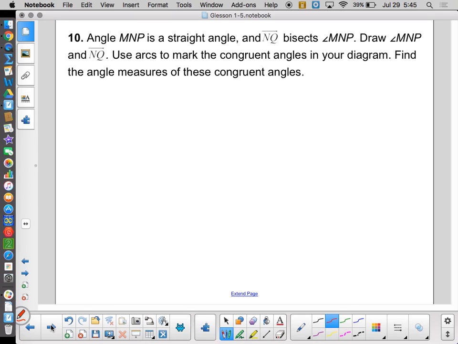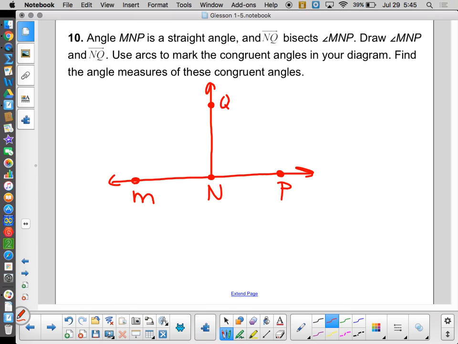Here's another example. Angle MNP is a straight angle, and NQ bisects angle MNP. Draw them, then use arcs to mark congruent angles in your diagram. Find the angle measures of these congruent angles. All right, so let's start out. Let's draw the picture. Angle MNP is a straight angle. Well, that's easy to draw. Vertex is at N, and M and P. There's MNP as a straight angle. And Q bisects it. Well, bisects means splitting it exactly in half. So we've gone ahead and drawn that.